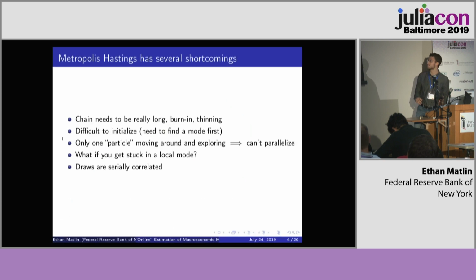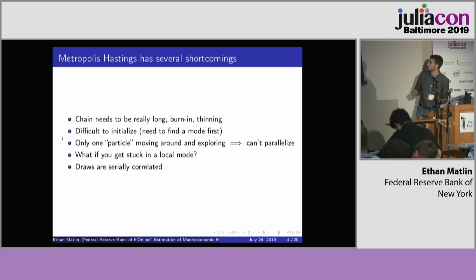So Metropolis Hastings has several shortcomings. First, this chain needs to be really long. You have to draw tons and tons of draws. You have to have a burn-in period where you throw out the first couple of draws. You thin the draws because the draws are serially correlated and you don't want to take every draw, because that introduces bad statistical properties. It's hard to initialize, so we have to use a separate mode finding algorithm and then compute the Hessian at the mode to give us the step size covariance matrix.